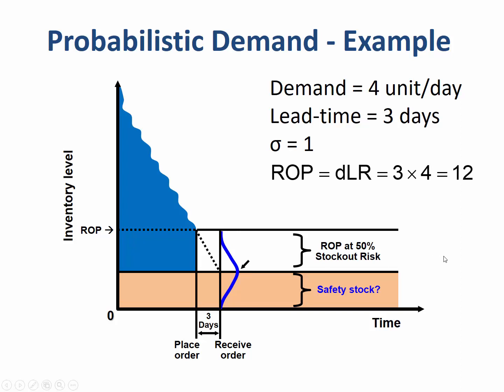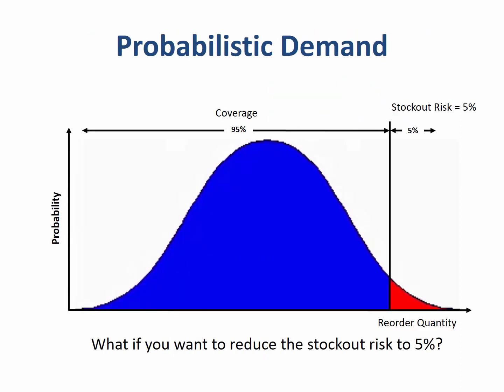Now, for most companies, a 50% chance of stock out is unacceptable. So what we'd like to talk about now is what if, for instance, a company wants a 95% chance coverage, meaning they are not willing to take more than a 5% chance that they're going to run out of a material, that they're going to have a stock out situation. So that's what it would look like instead. So that's the risk of stock out here.